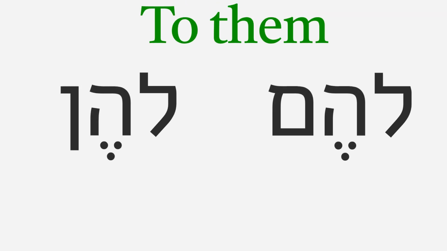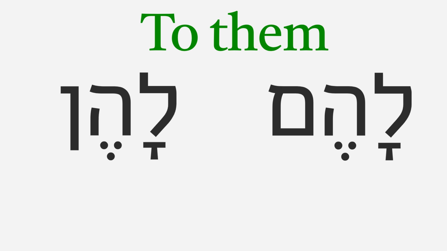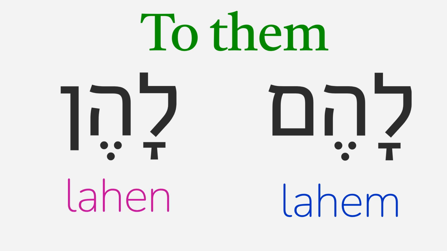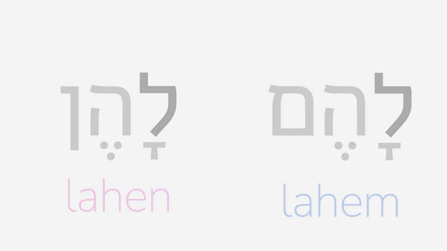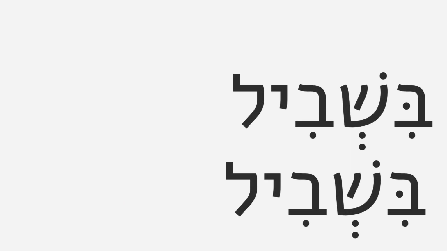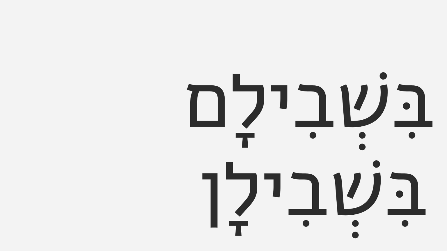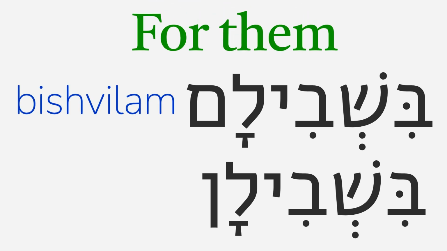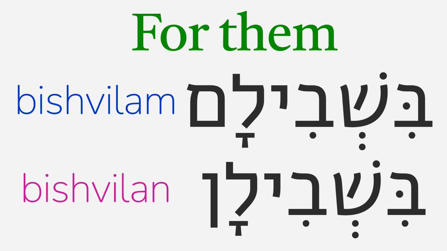When we add a them suffix onto the preposition la, to, these suffixes will always be hem and hen. To say to them, we put a kamatz in between la and hem or hen to get lahem, to them, masculine form, and lahen, to them in feminine form. The preposition bishvil, for, on the other hand, must use the am and on them suffixes to make the Hebrew word for them. Bishvilam, for them in masculine form, and bishvilan, for them in feminine form.